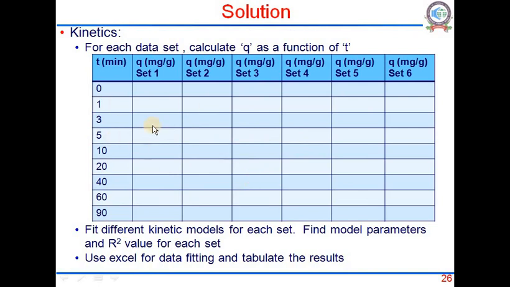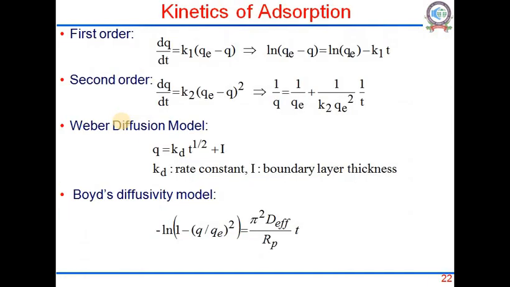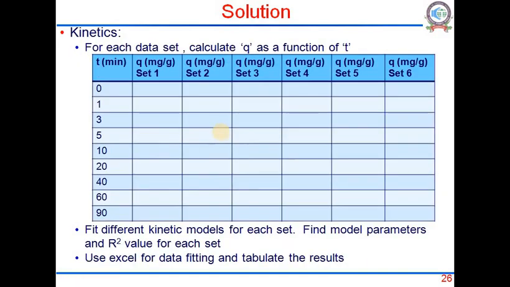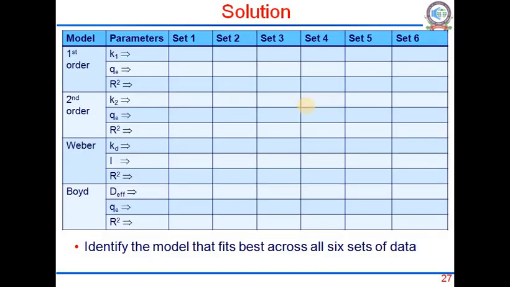Okay, pause the video, do it for yourself. Once you have this, then you have Q as a function of time. Now you need to fit different kinetics, first order kinetics, second order kinetics and so on. Pause the video and do it yourself. Once you do, you can check your values from the solution afterwards. Then once you complete, you will get the fitted parameters for first order, second order, Weber model, Boyd model and so on for different sets of data. And then you will need to identify the best model across all sets of data.